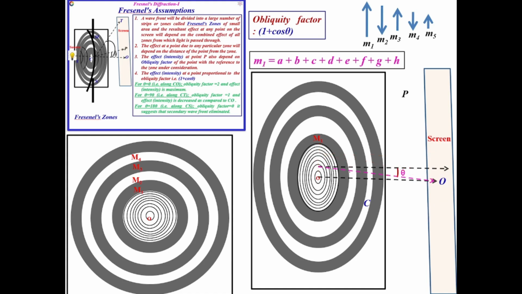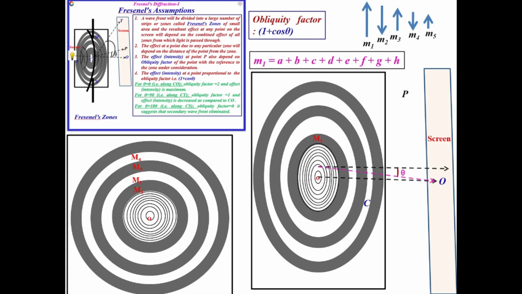Okay, so due to the first strip, if the amplitude at point O is A, for the second strip, whenever the light is bent to O by angle theta, then the amplitude will be B at point O, and it will be decreased as compared with A. If A amplitude is this much, B amplitude will be reduced.